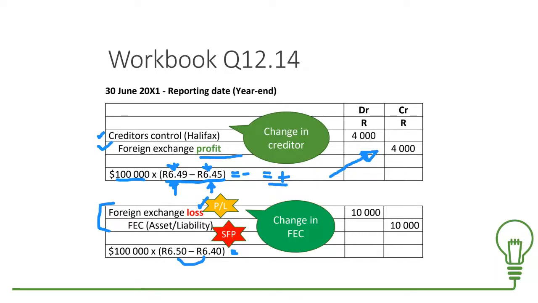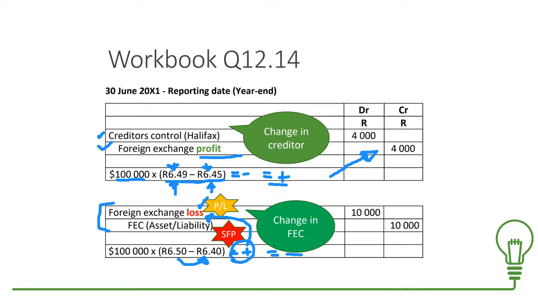So here again, we're moving from 650 to 640, right? And because we're dealing with an asset, if it is positive it's going to be a loss, and if it is negative, it's going to be a profit. Because the product of this calculation is positive, we know that it's a loss. Remember, we're dealing with an asset. We're not dealing with a liability. We're not dealing with a creditor.